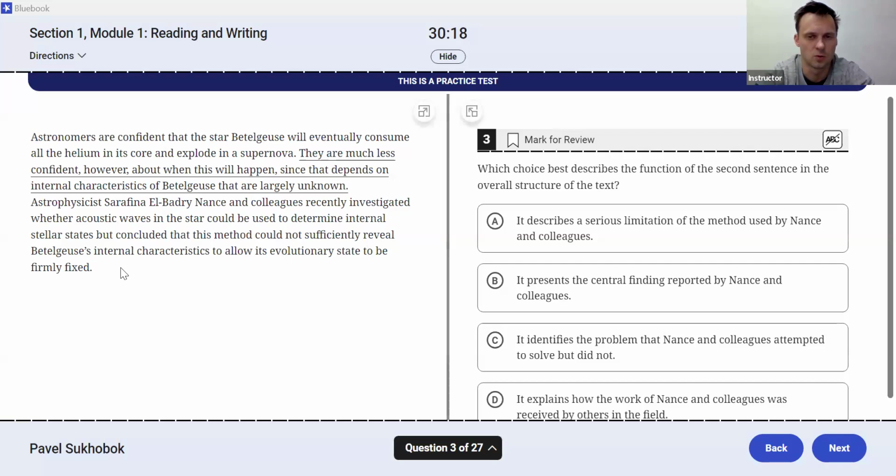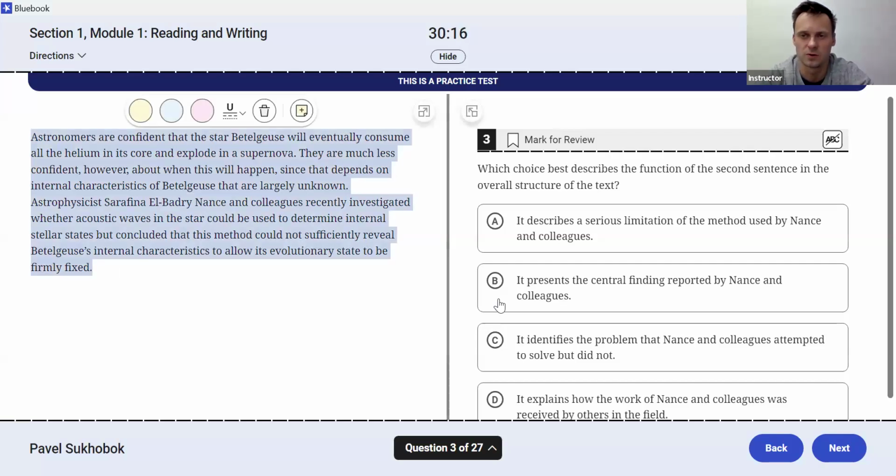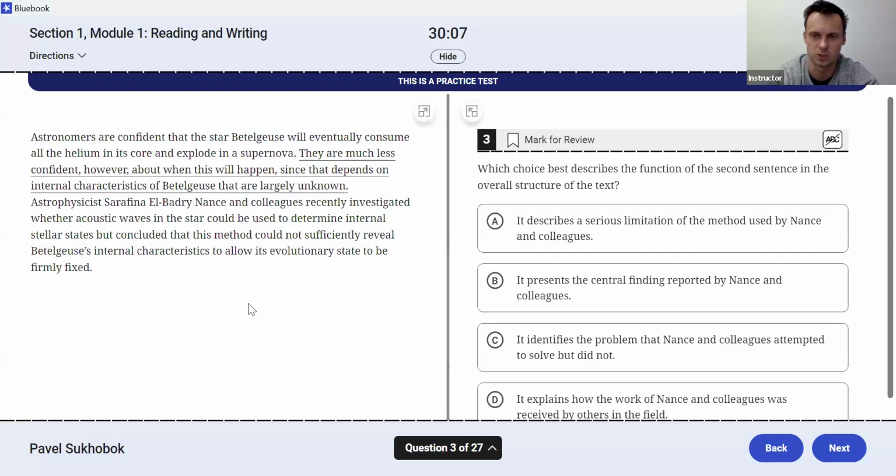So again, I always read the passages first. I never read the questions first because it's much better to look at the questions after you've read the passage, so you're not being misled by the way the questions are worded, which is what they'll sometimes do.